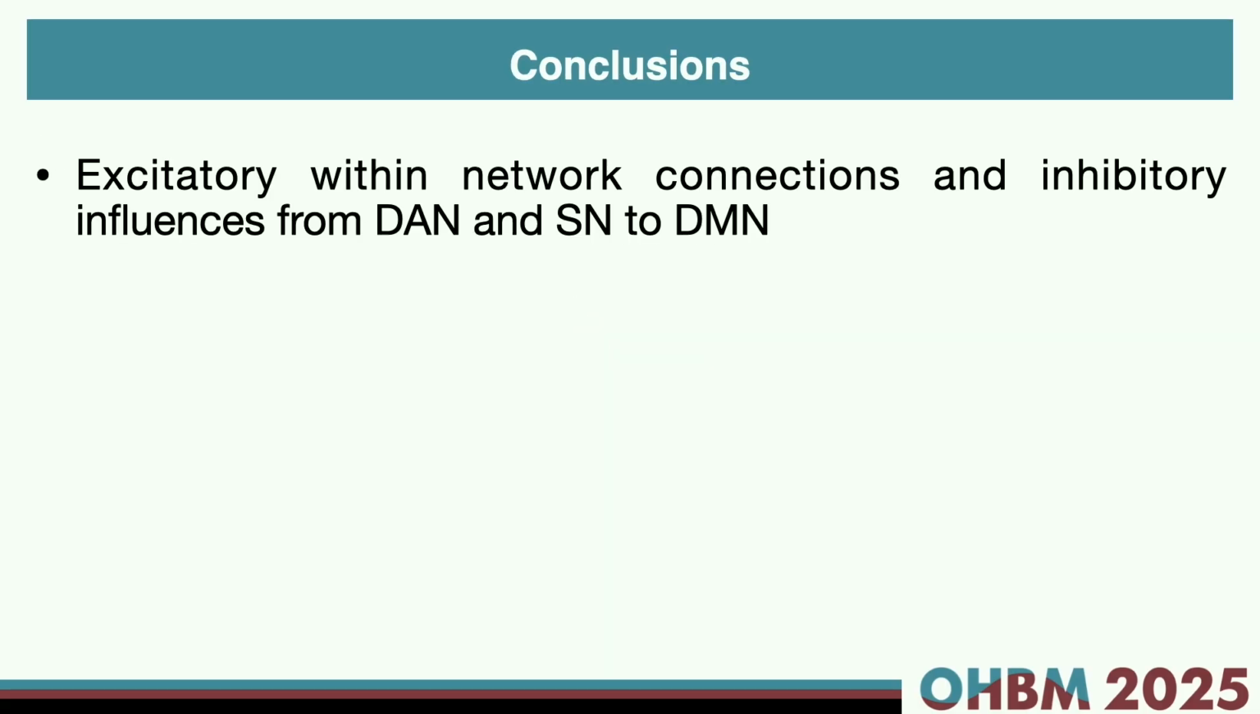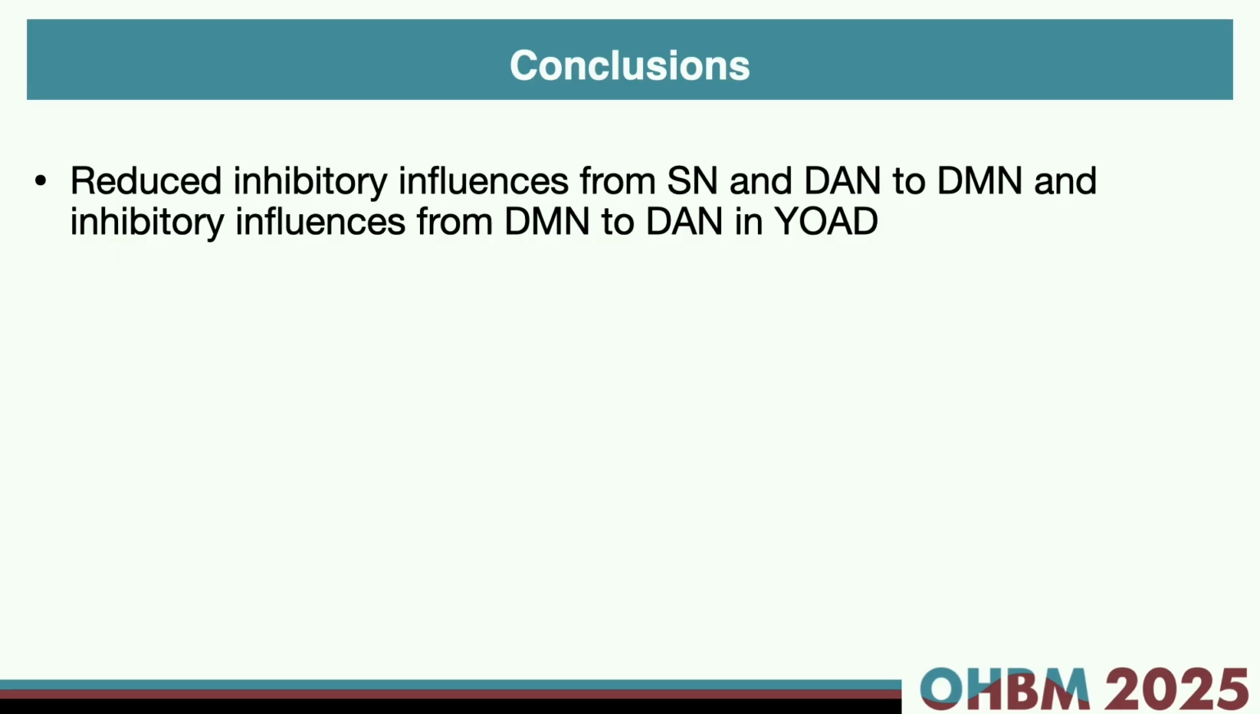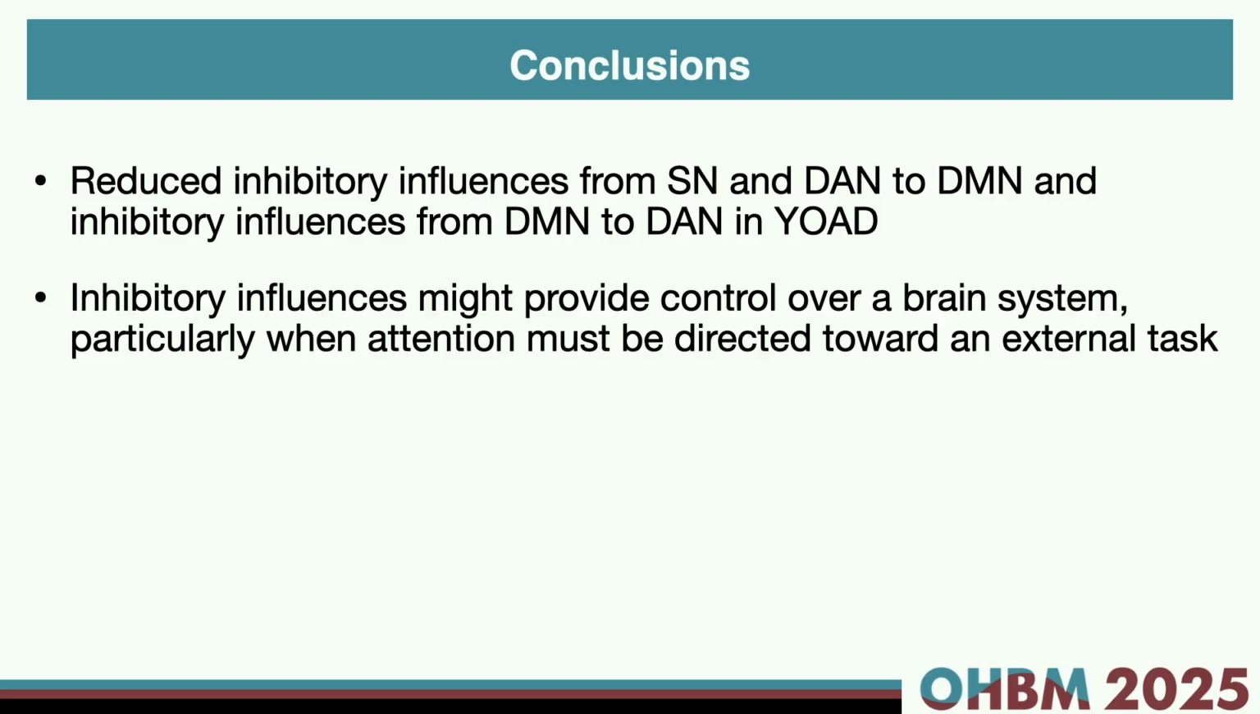To conclude, we identify a hierarchical organization in the healthy state characterized by excitatory connections within the network and also inhibitory influences from task-positive networks to DMN. Previous effective connectivity studies also found a similar hierarchical organization in adolescents and adults. Patients exhibited reduced inhibitory influences from task-positive networks to DMN and also inhibitory influences from DMN to the dorsal attention network.